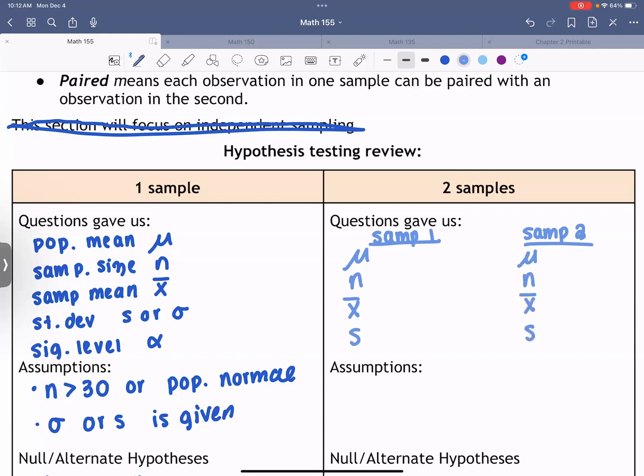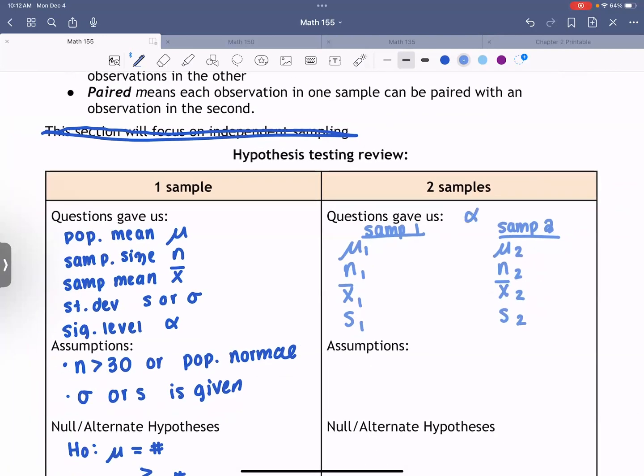Now, it's kind of confusing to talk about the sample size as n if you don't know which sample it refers to, which is why with two sample tests, we use subscripts, which are just numbers underneath our variables that tell us which sample we're talking about. So if you see s2, you're talking about the standard deviation of sample 2. You're also going to be given an alpha, which is a significance level, same thing as the one sample test.